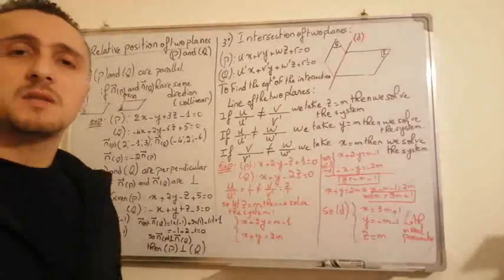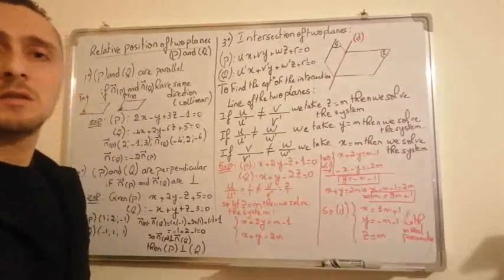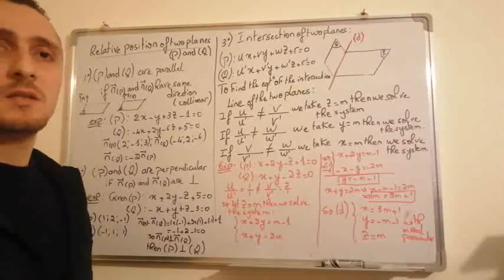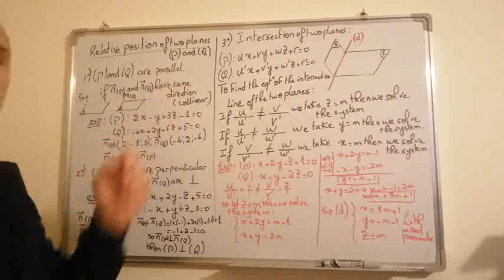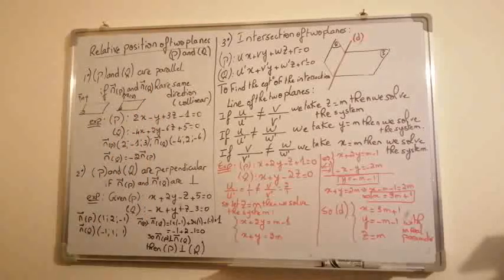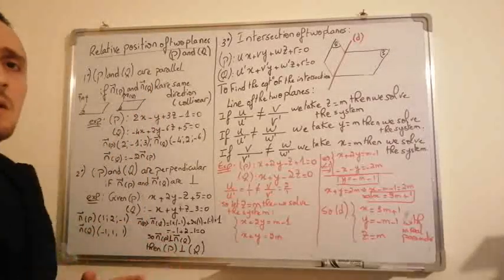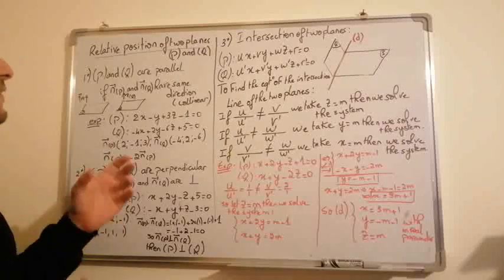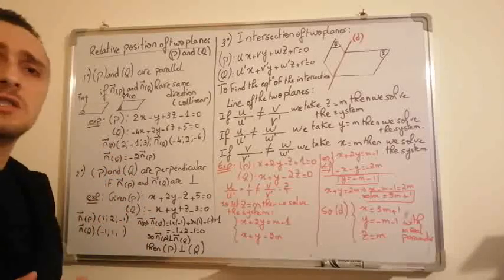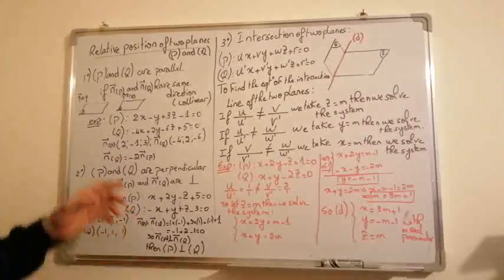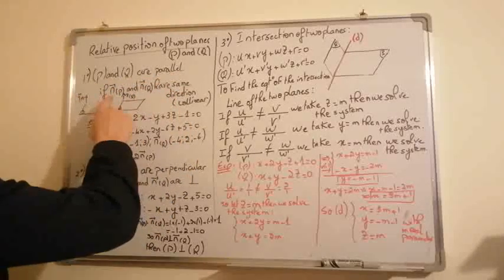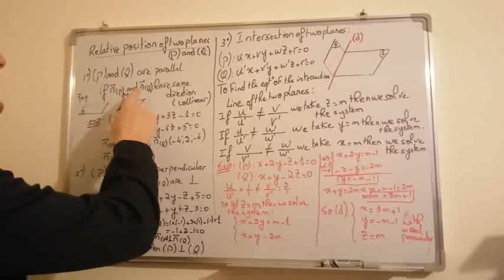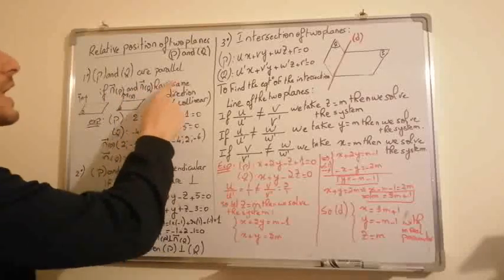Today we will start with the relative position of two planes P and Q. If we have the equation of two planes and our problem is to find the relative position between these two planes, P and Q are parallel if the normal of plane P and the normal of plane Q have the same direction.